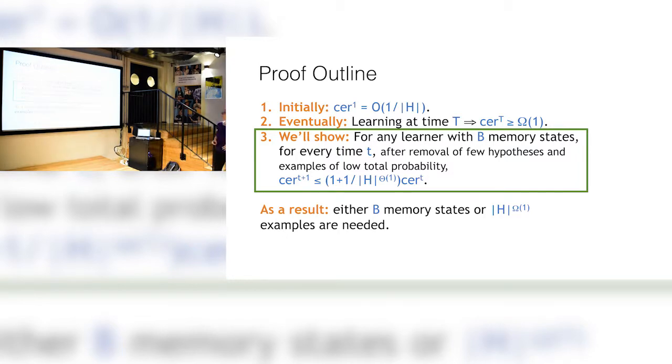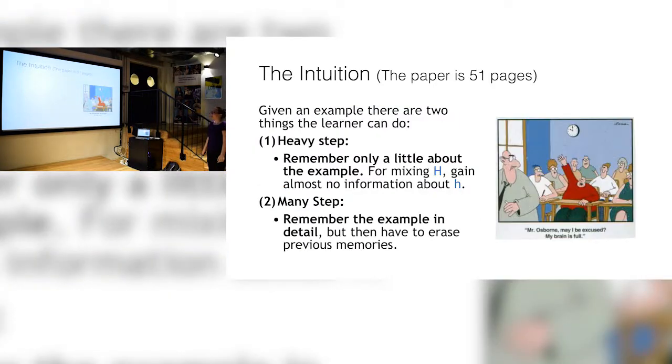Now it's not clear how I'm showing this. How can I tell that the certainty is not increasing by much at each step? I can't give you all the details because it's a 51 page proof, but let me give you some of the intuition.